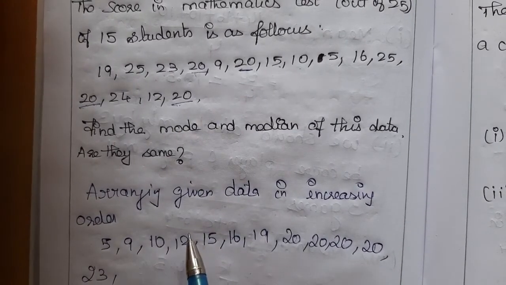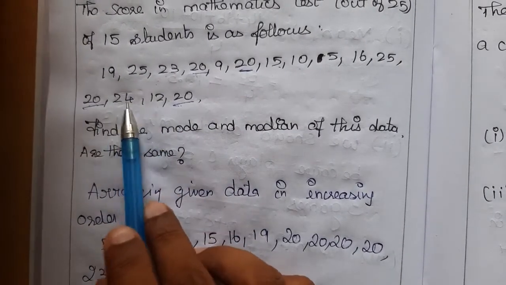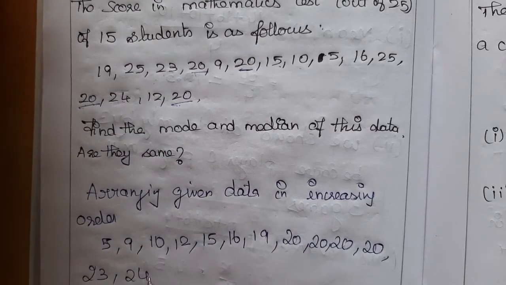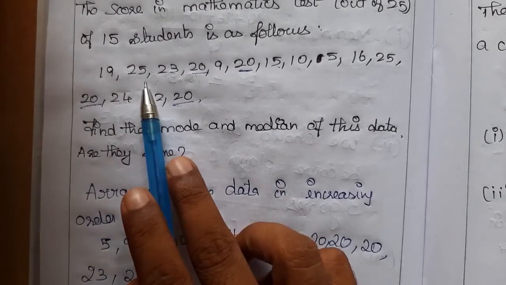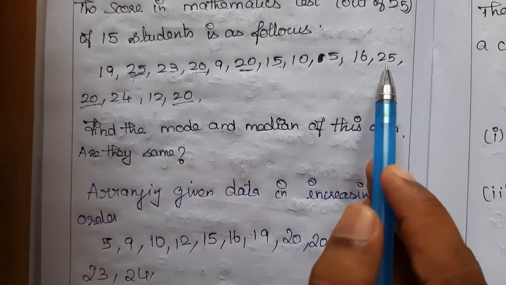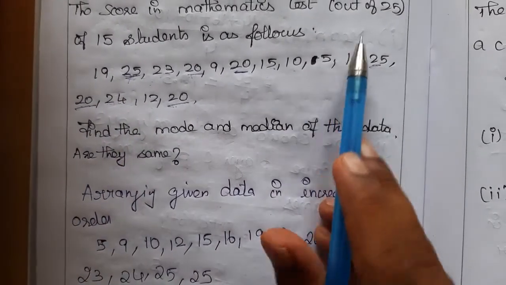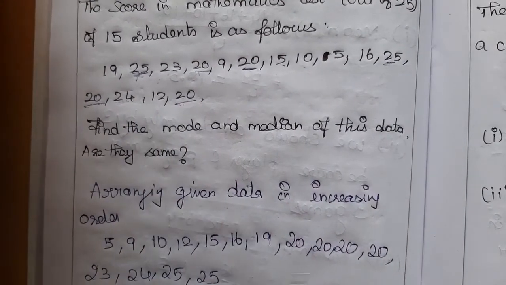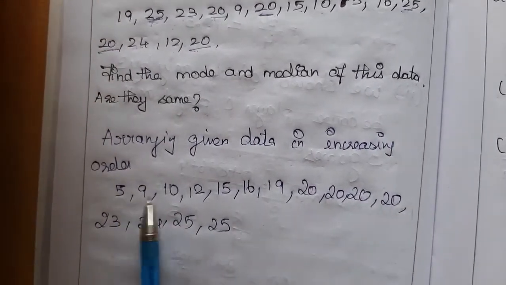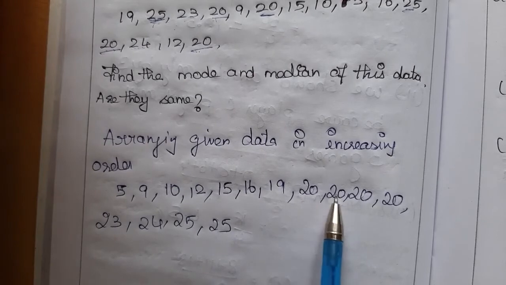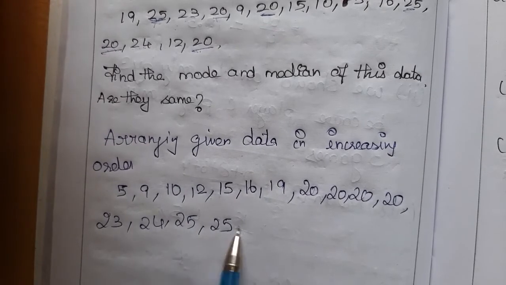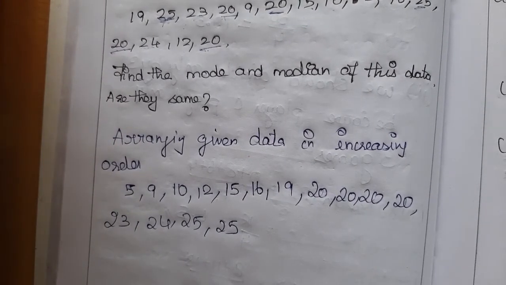23 next, 24. 24 is there. And 25. Yes, 25 is there, two 25s. Right, totally they said 15 students. Check whether 15 data are here. 1, 2, 3, 4, 5, 6, 7, 8, 9, 10, 11, 12, 13, 14, 15. So that we can ensure that all the numbers were entered.